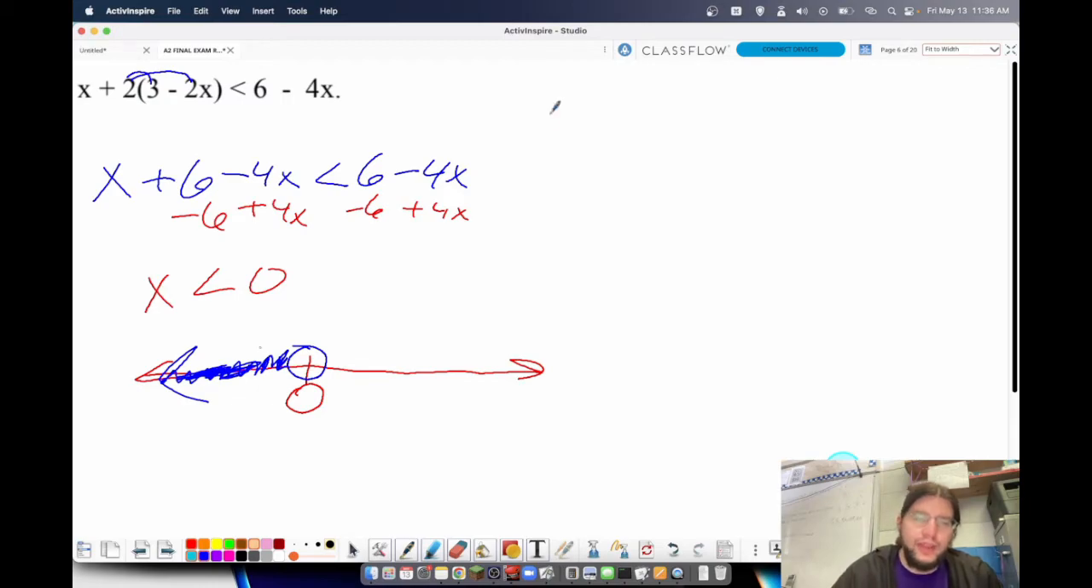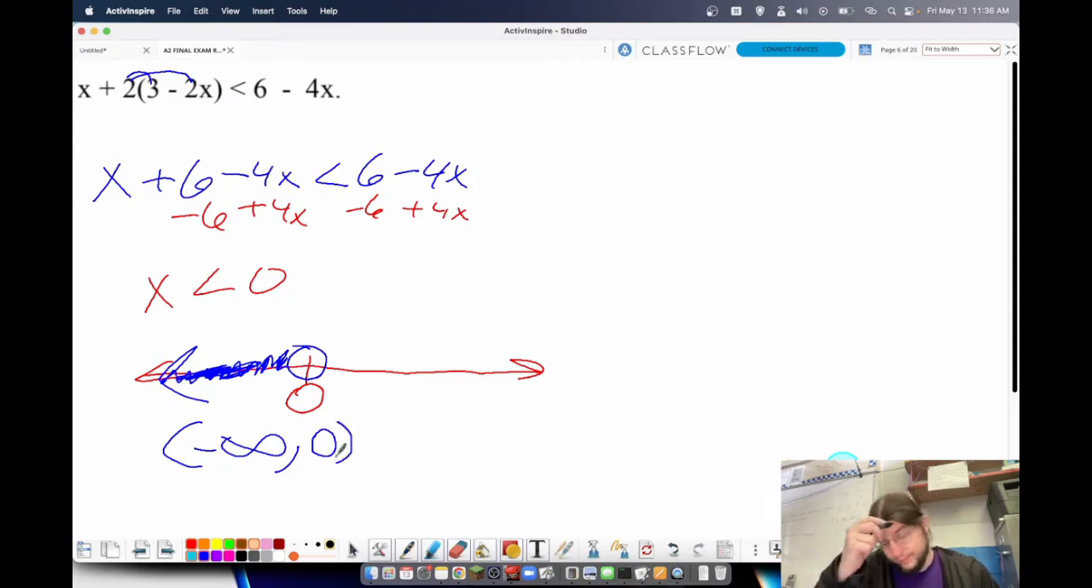As such. Now, for our final solution, we're going to write that in interval notation. Remember, we got a negative infinity, always in parentheses, up until 0. We do not include it, so that's also having a parenthesis. So the graph and the interval notation both would be counted for your answer. If you just have this, you're going to get 1 of the 4 points.